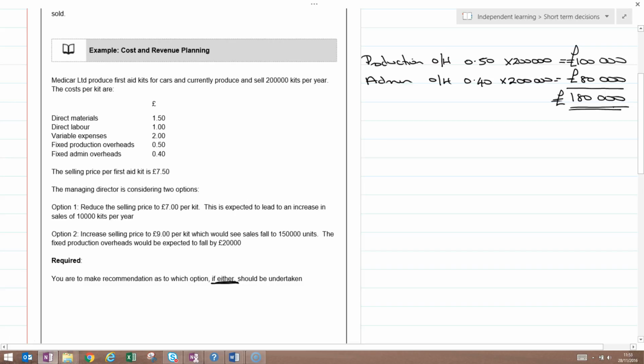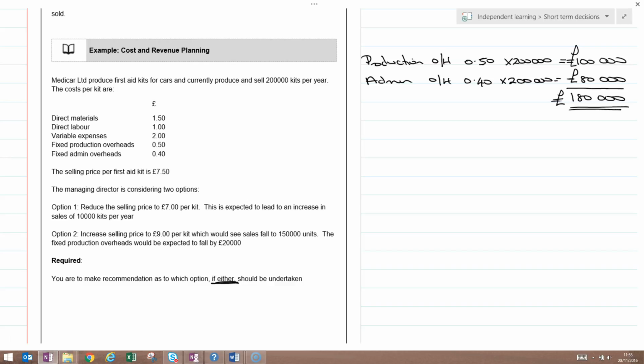Now remember the definition of a fixed overhead. It remains fixed. It does not change with output. So we know that our fixed overheads are £180,000. So they're going to remain at £180,000 unless we are told any different. It's the unit costs on our fixed overheads that would change, not our total.